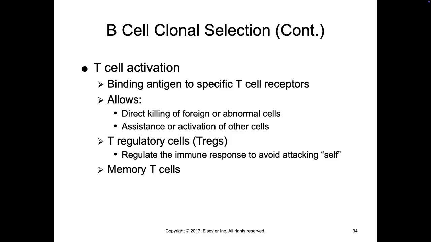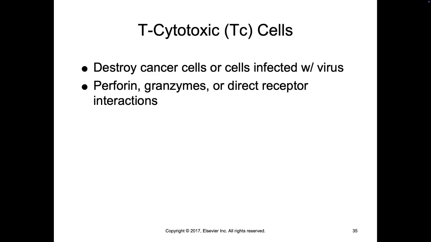T cell activation: we bind the antigen specific to the T cell receptors, allowing direct killing of the foreign or abnormal cell and helping with activation of other cells. Tregs, regulatory Ts, turn off the immune response and avoid autoimmunity. And of course, memory Ts stay with you your entire life, so that in the event that you encounter that antigen again, you're able to clear it more effectively.